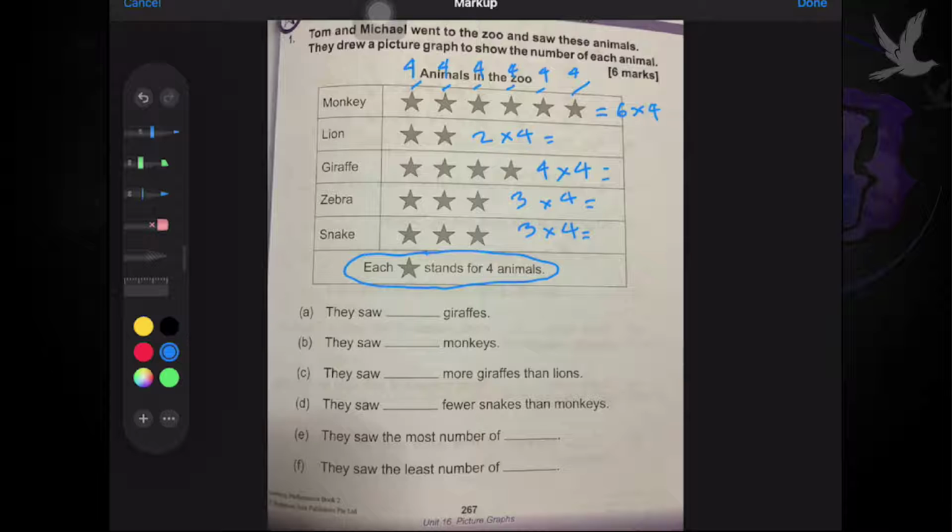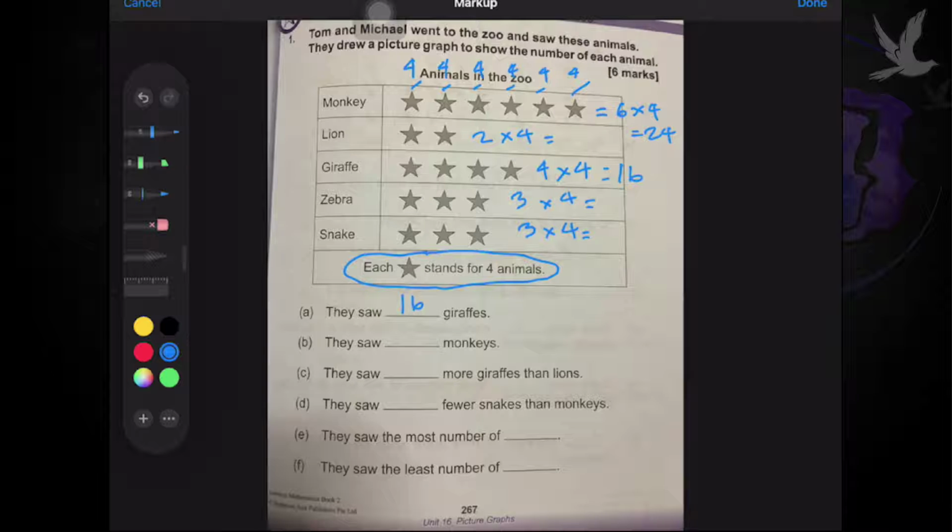For example, I'll answer A and E. I'll just answer everything. This will be a guide for you. A, they saw how many giraffes? Blank giraffes. So 4 times 4 will give you 16. They saw blank monkeys. So monkeys, 6 times 4 is equivalent to 24.